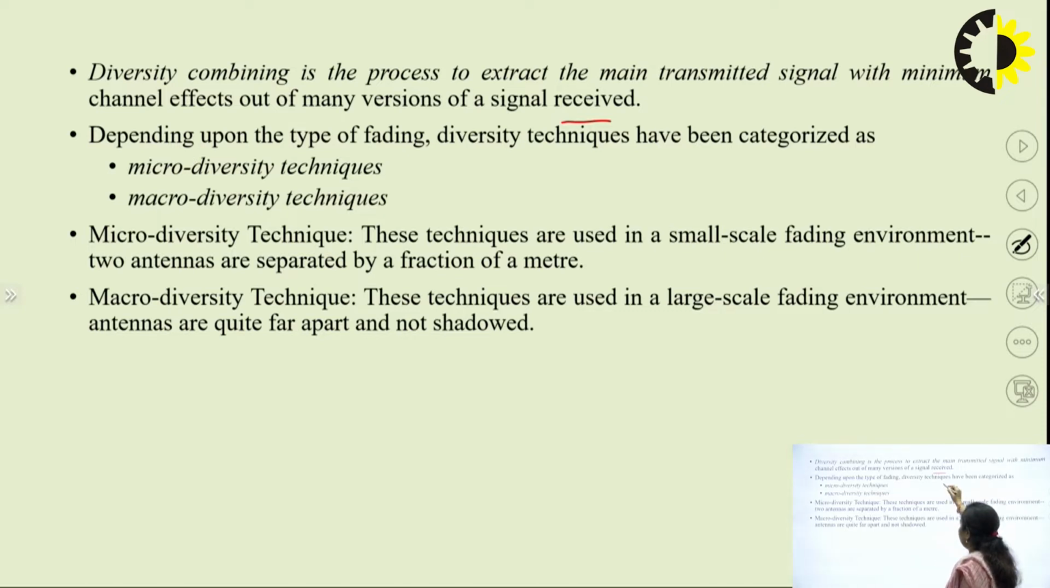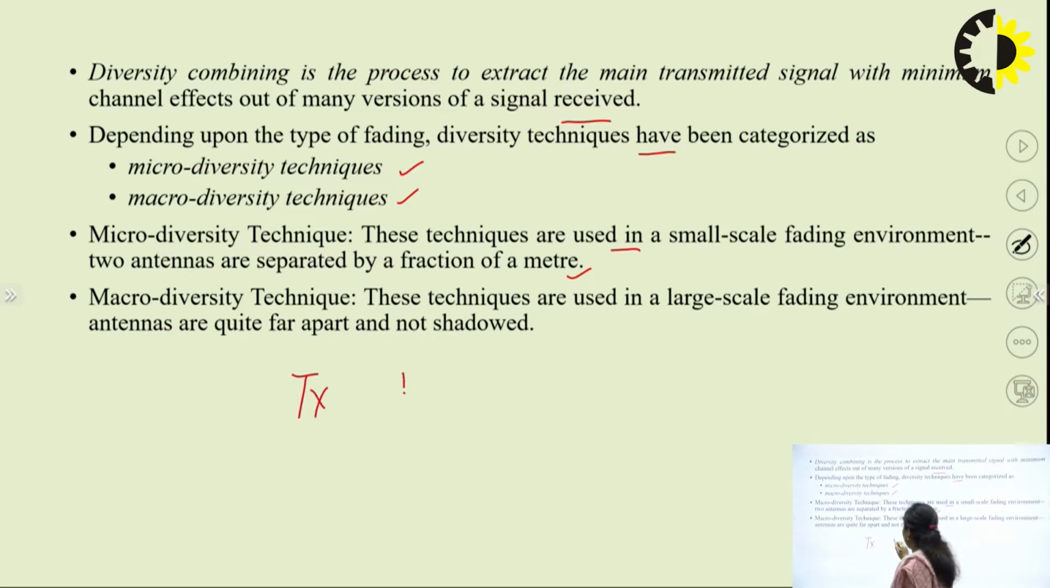Depending on the type of fading, diversity techniques have been characterized into 2 types: micro diversity and macro diversity. In case of micro diversity, these techniques are used in a small scale fading environment. 2 antennas are separated by a fraction of a meter. So, there are 2 types of diversity depending on the area which is to be considered between the transmitter and receiver, means the distance, you can say.